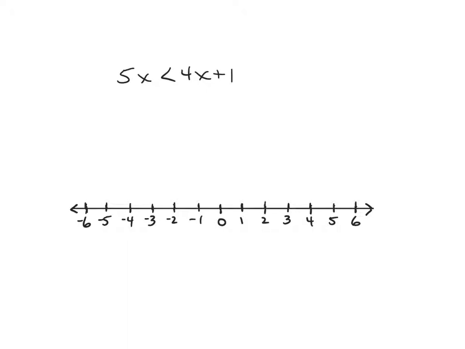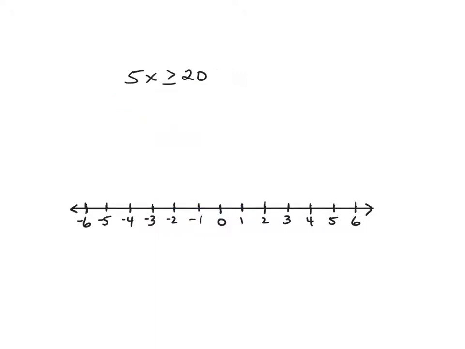Here's another example. 5x is less than 4x plus 1. In order to solve this, I am going to subtract 4x from both sides. If I subtract 4x from both sides, I get x is less than 1, which once again I'm going to show on a graph. I'm going to have an open circle. I want to show all the values when x is less than 1, so I'm going to draw it to the left, and there is the answer.